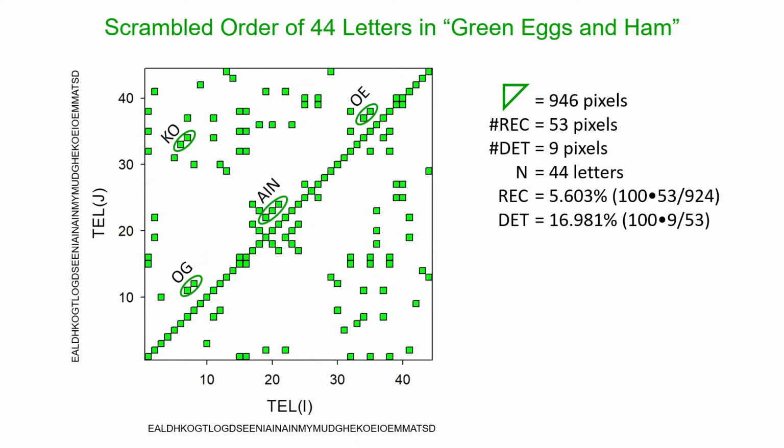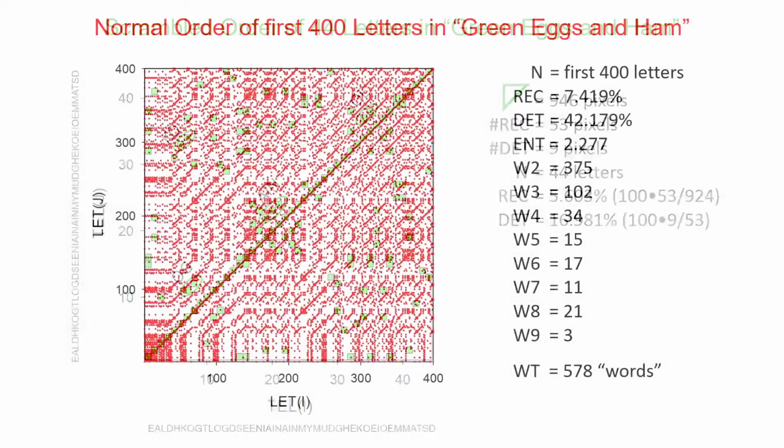When we scramble it, look what happens. The recurrence rate stays the exact same. It's like statistics. The mean is the same, standard deviation is the same, but you've destroyed the structuring, the diagonal structuring, and it drops down to 16%. So that's the important part.